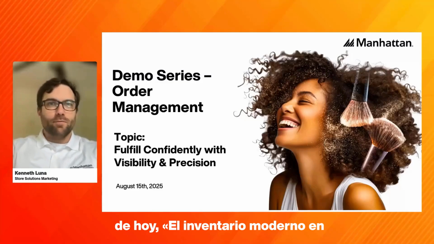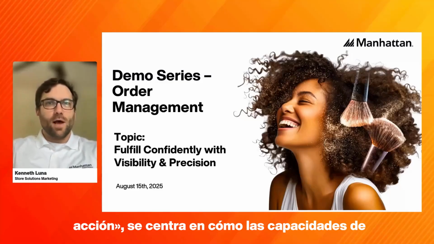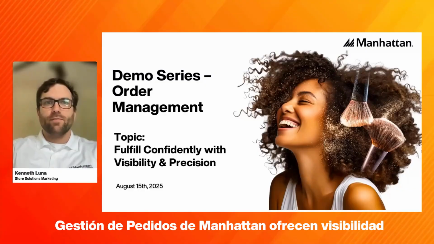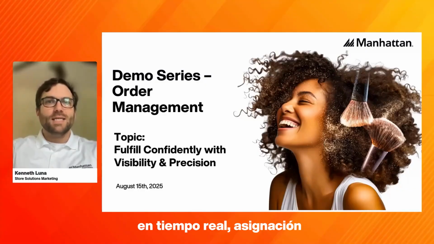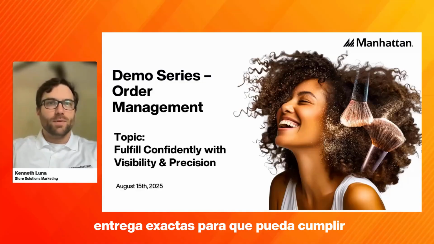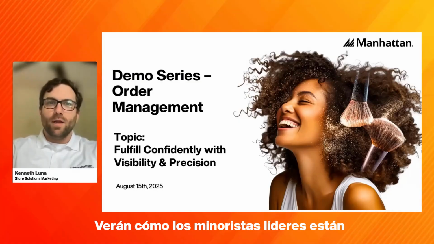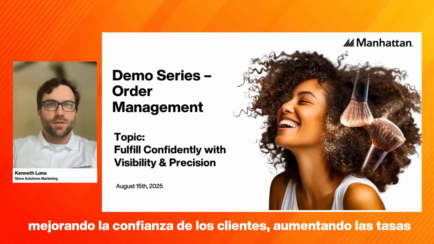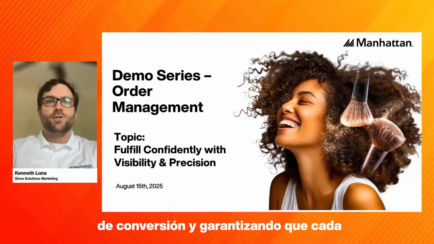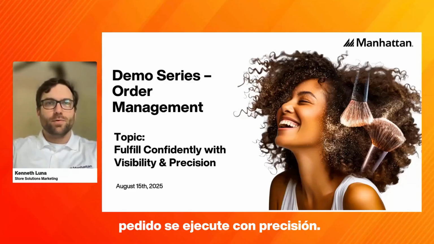Today's topic, Modern Inventory in Action, focuses on how Manhattan's order management capabilities deliver real-time visibility, precise allocation, and accurate delivery promises so you can fulfill confidently across every channel. You'll see how leading retailers are improving customer trust, boosting conversion rates, and ensuring every order is executed with precision.